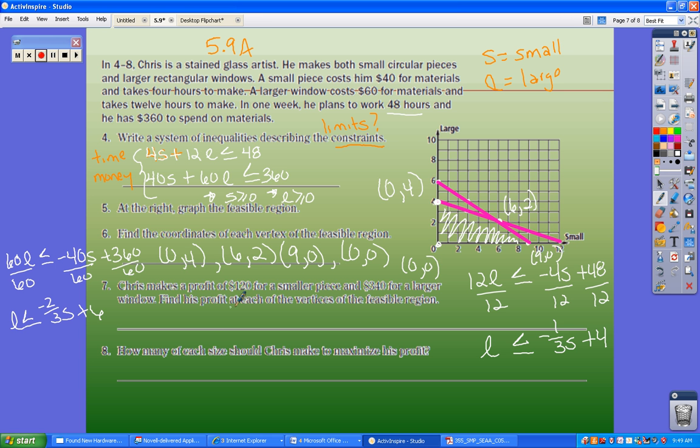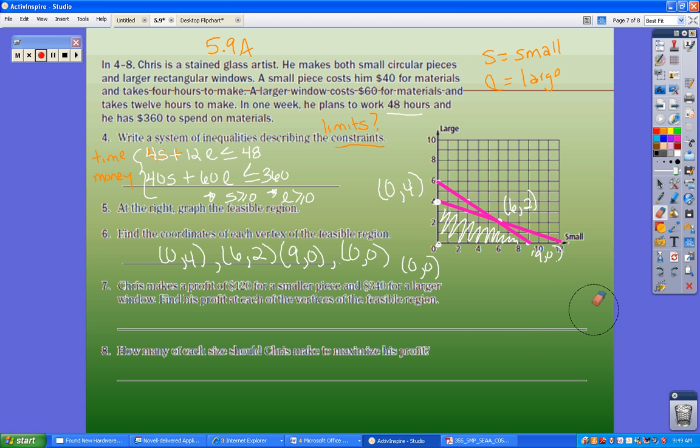Here's the profit. We're going to talk about profit for a minute. Chris makes a profit of 120 for a small piece and 340 for a larger piece. So he makes a lot more money for the larger piece, but it takes him a lot more time. So that's one of the reasons we're trying to figure out what works best here. Find his profit at each vertex of the feasible region. Well, first, let's write the profit equation or formula, if you will. So he's trying to make money. So profit equals, what does the profit equal? Well, it equals 120 for a small piece plus 340 for a large.